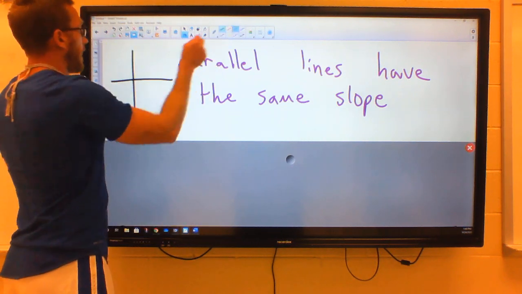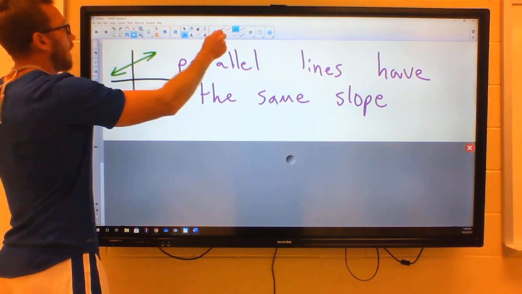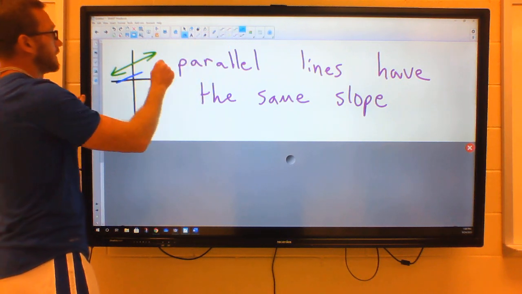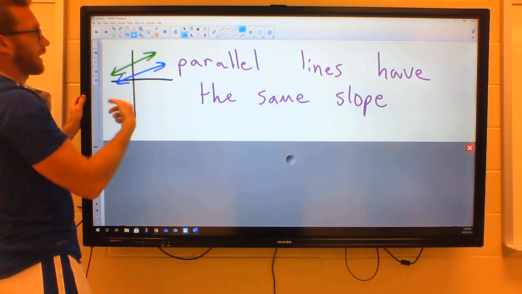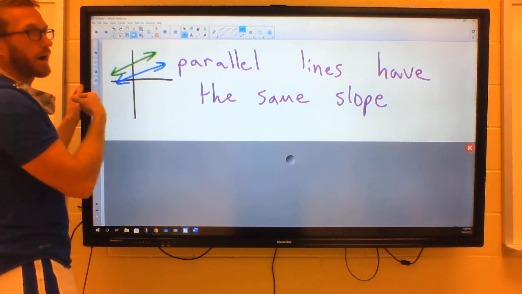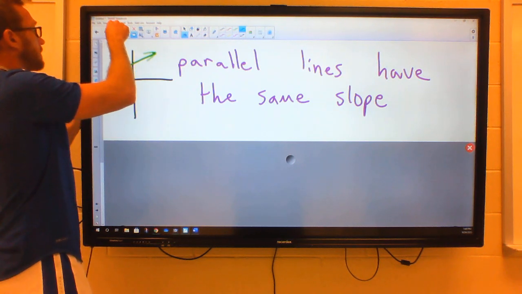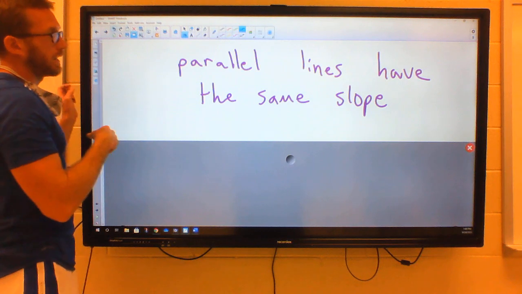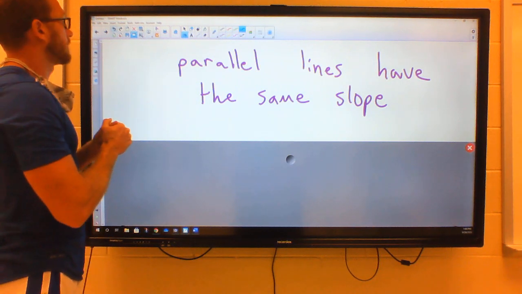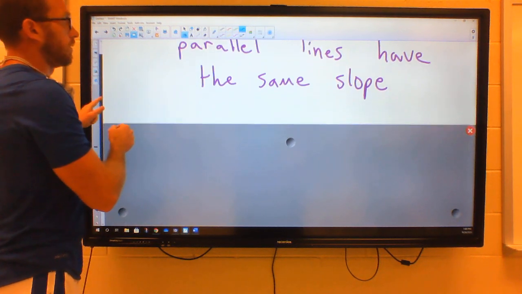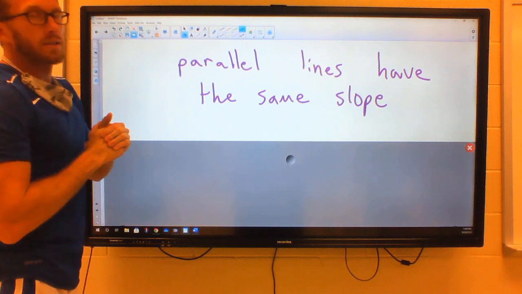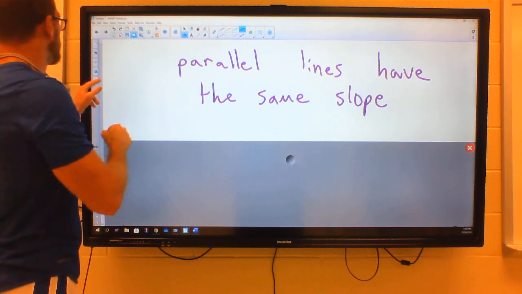Meaning, if we had a graph, we have one line, a parallel line to this would have that same rate of change, where they kind of look like railroad tracks. They have the same slope to them. That's kind of the main idea between parallel lines. All right? So boom, write that down. Parallel lines have the same slope. You're going to need that.